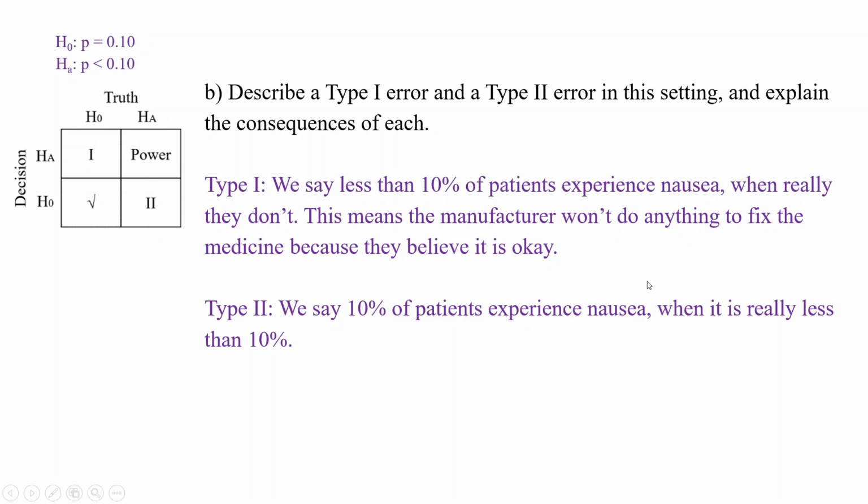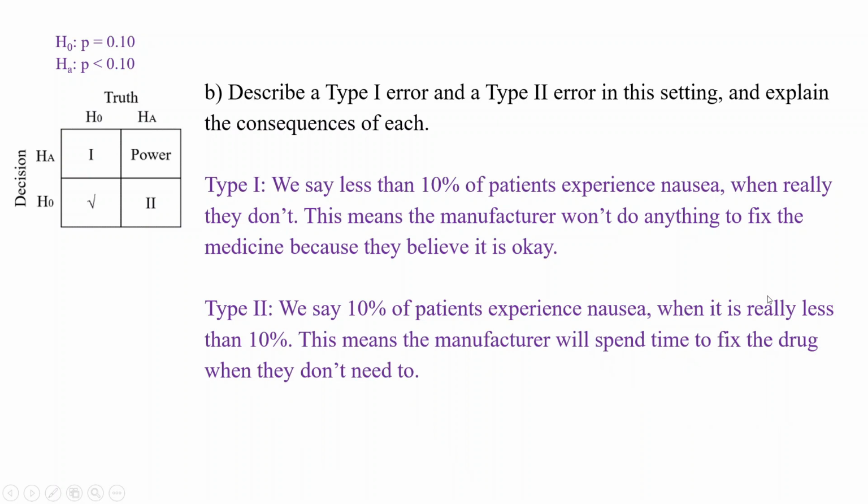Okay? And the consequence of this, the manufacturer might spend time fixing the drug when they don't need to. When they say, oh my gosh, our claim wasn't correct. Less than 10% of patients don't experience nausea. That is the decision we made. We need to fix this medicine so that it does work. When, because it was an error, it worked the whole time, right? So they didn't need to spend all of the money and the resources to fix it. It was already fixed. Okay? So that would be a consequence.